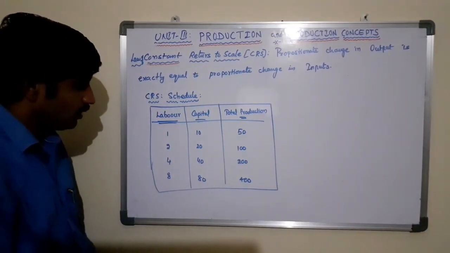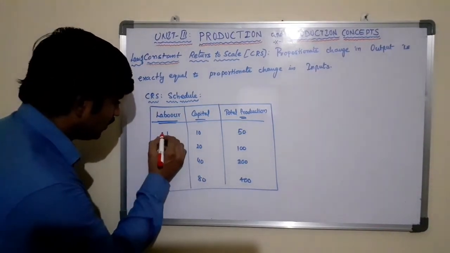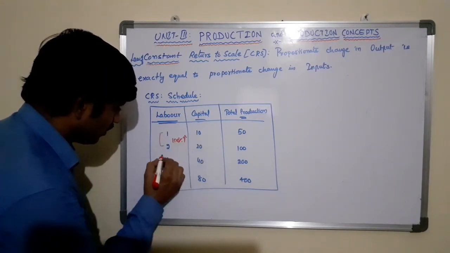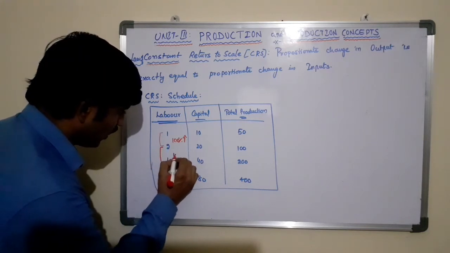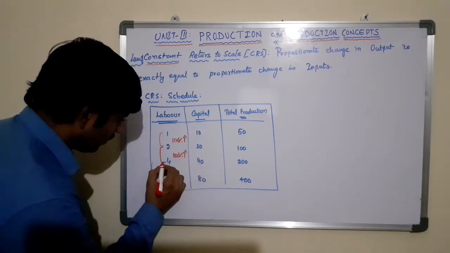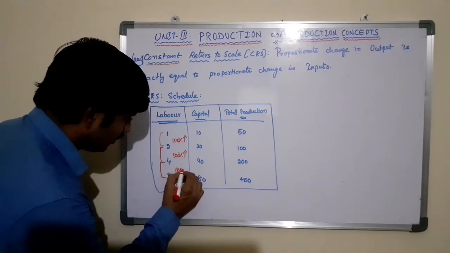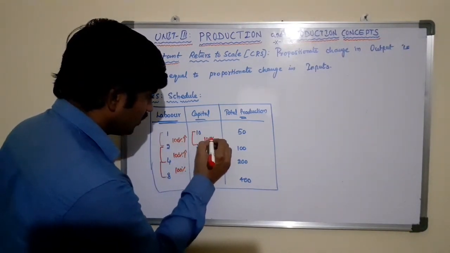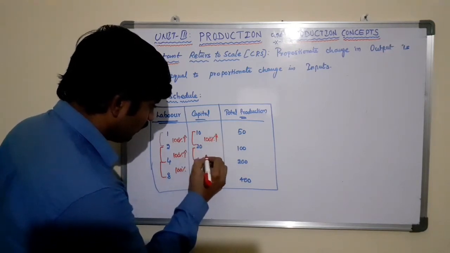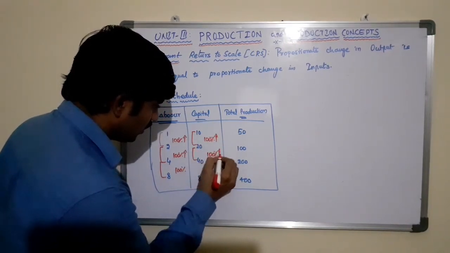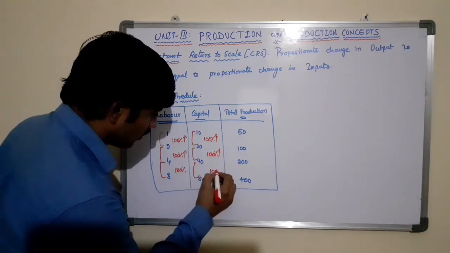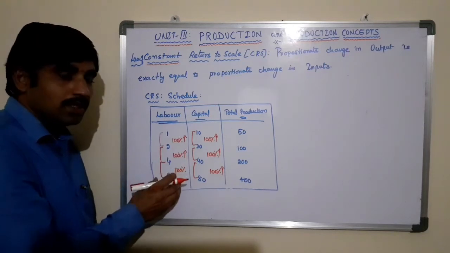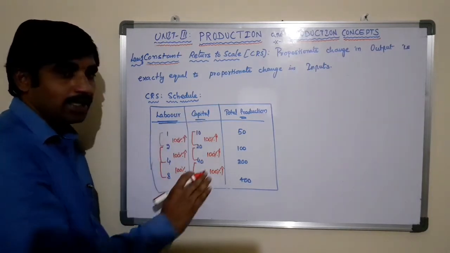Here, if you observe the difference, the labor is increasing from 1 to 2, that is 100% increased. 2 to 4, 100% increased. 4 to 8, 100% increased. Similarly, capital 10 to 20, 100% increased. 20 to 40, 100% increased. 40 to 80, also 100% increased. Here, there is a 100% increase in both the inputs, labor and capital.